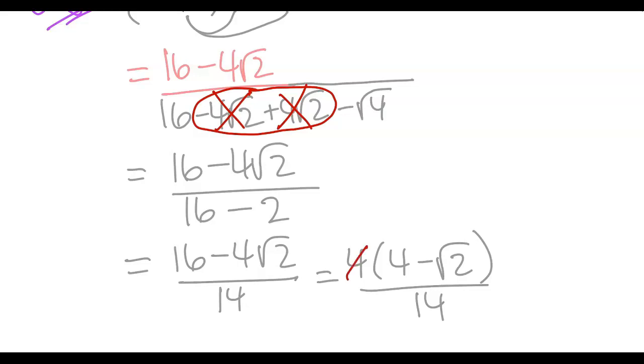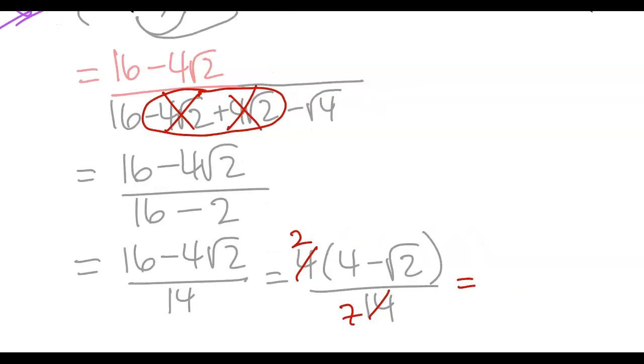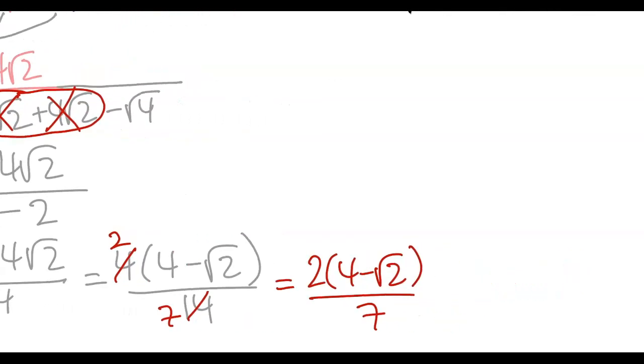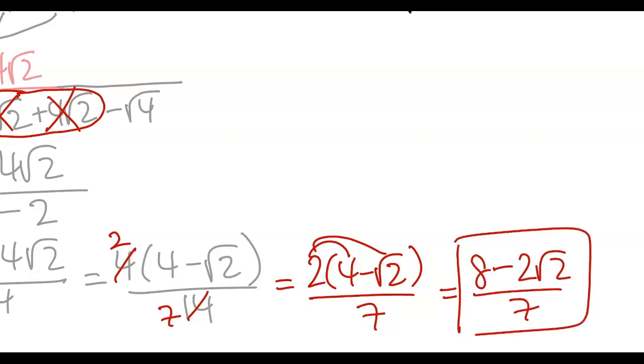What that's going to allow me to do is reduce this, so that way I can make it into, let me rewrite this, we'll have 2 and 7. So we're going to rewrite this as 2 times 4 minus the square root of 2 over 7. So I factored out too much, but it's okay. I'll just redistribute it. So we're just going to make that 8 minus 2 square root 2 over 7. This would be your final answer.